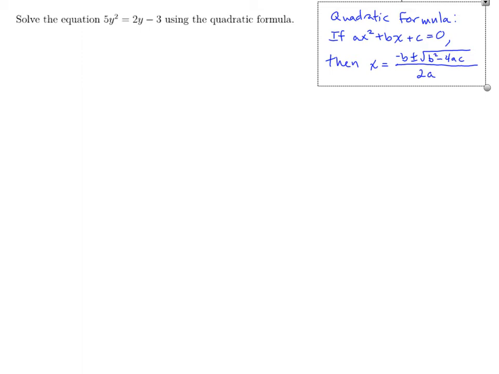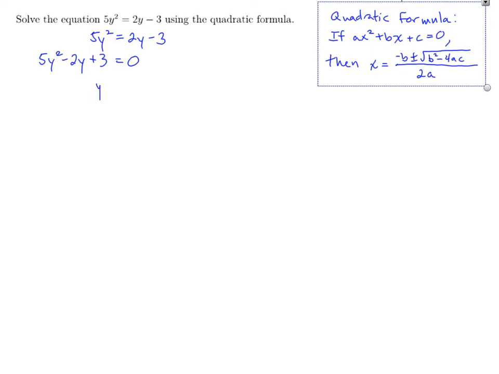So to start, we'll write down that original equation. So we have 5y squared equal to 2y minus 3. Now to use the quadratic formula, we need this equation set equal to 0. So to do that, we need to subtract 2y from each side and add 3 to each side. And the equation that we get when we do that will be 5y squared minus 2y plus 3 equal to 0. So now we have an equivalent equation set equal to 0, and we can apply the quadratic formula.